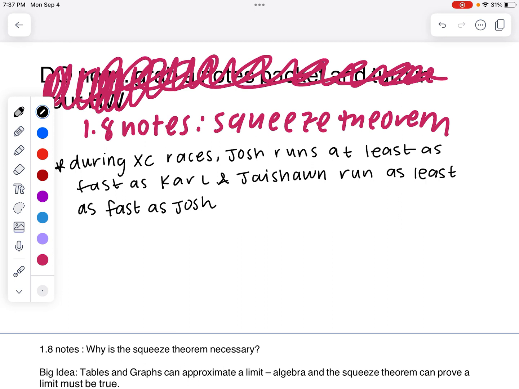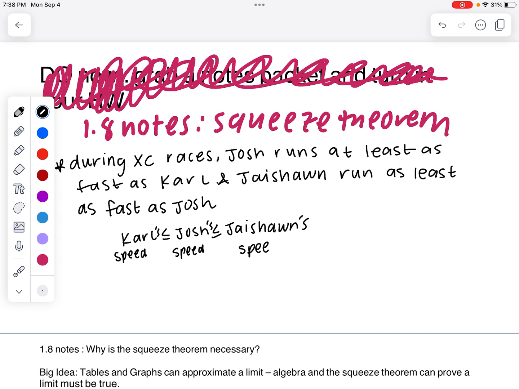So that's this idea in words, but if you were to represent this with math, you would say that Carl is always going to be slower, but could equal Josh's speed. And then Jay Sean is our fastest. So, because he is at least as fast as Josh, Josh is at least as fast as Carl. So this would be Carl's speed, Josh's speed, and then Jay Sean's speed.